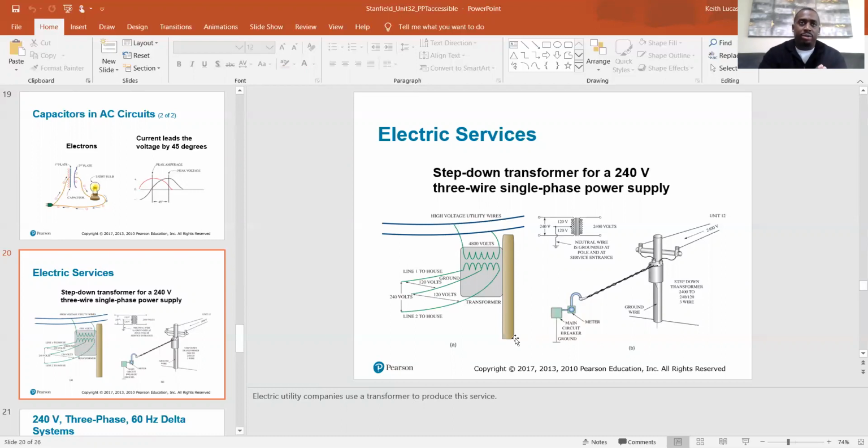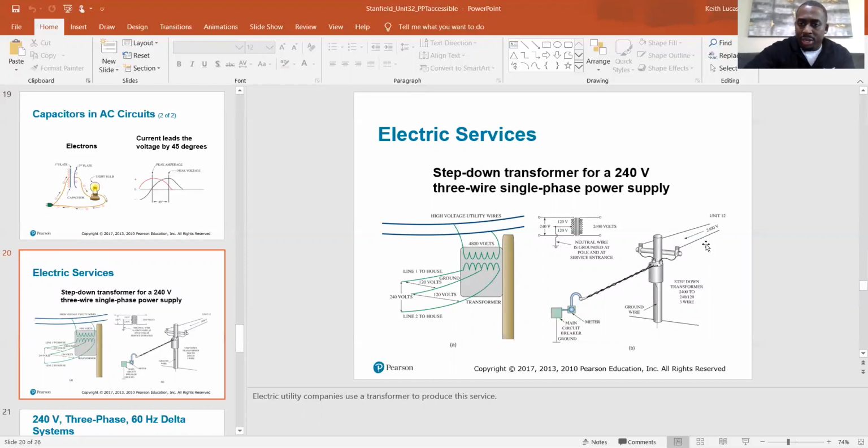All your appliances and everything run off of 120, but if you happen to have an AC unit, then that will be 240, and the difference will just be a single pole breaker for your 120 volt circuits versus a 2-pole breaker for your 240 circuit for your air conditioner. So your residential electrical panels are 240 volt panels, and that is coming straight from the transformer right here, which gets its power straight from Edison.